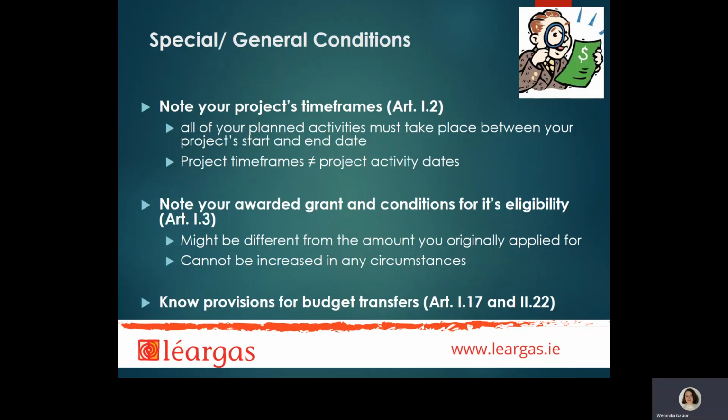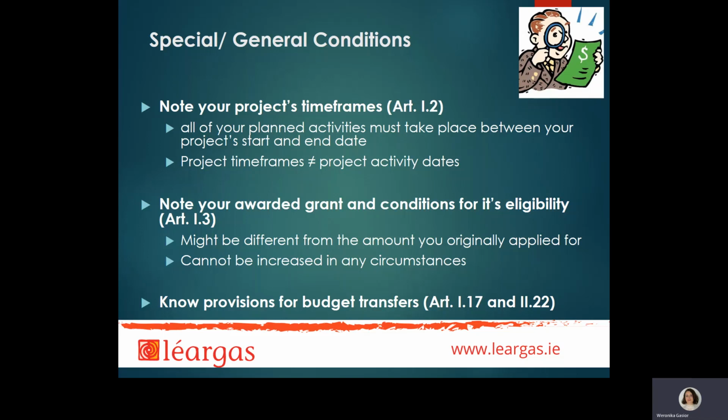There are several articles in special conditions that we wish to highlight to you, and these are Article 1.2, which states duration of your project, its start and end date. All your project activities, including preparations, actual travel, actual mobility and debriefing, etc., must take place between the clearly defined start and end date, otherwise they will be deemed ineligible. Activity dates must happen within project's timeframes.